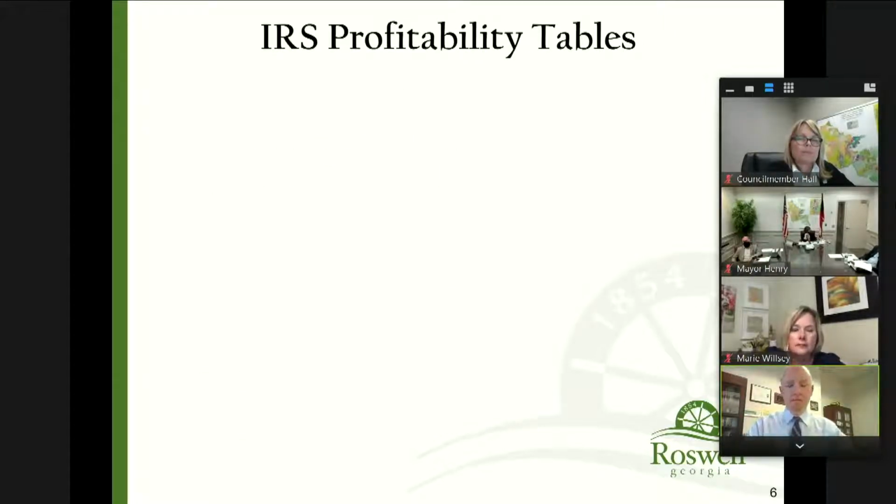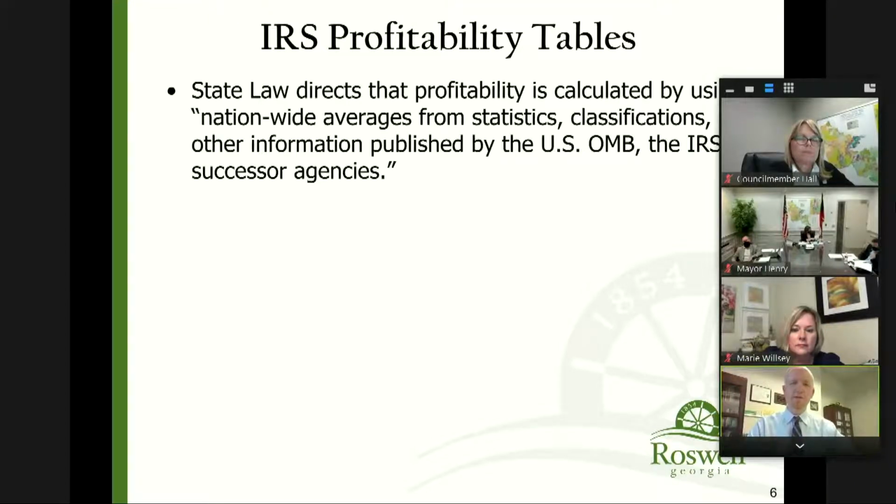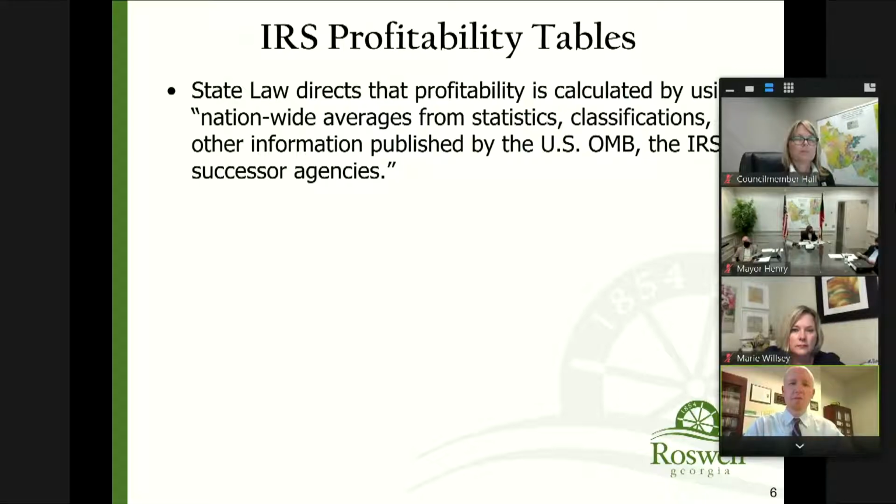Now getting into the IRS profitability tables. State law directs that profitability is calculated by using nationwide averages. This is a quote from state law: nationwide averages from statistics, classifications, or other information published by the United States Office of Management and Budget, the IRS, or successor agencies.